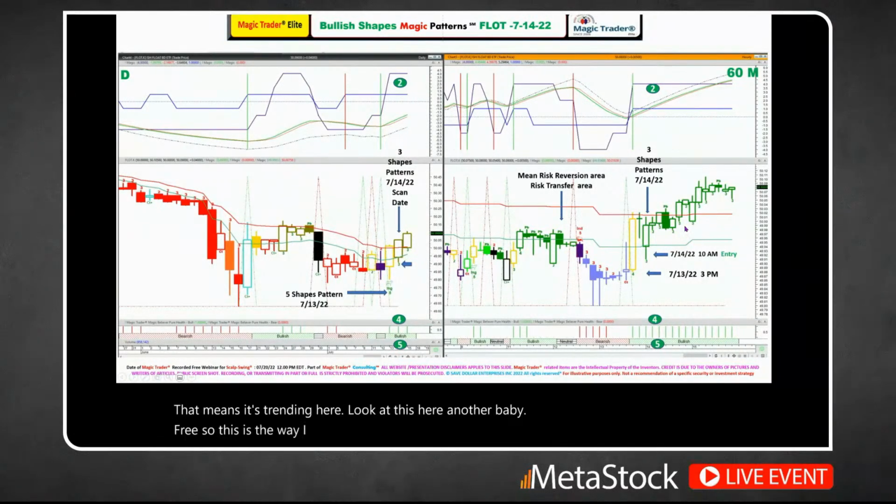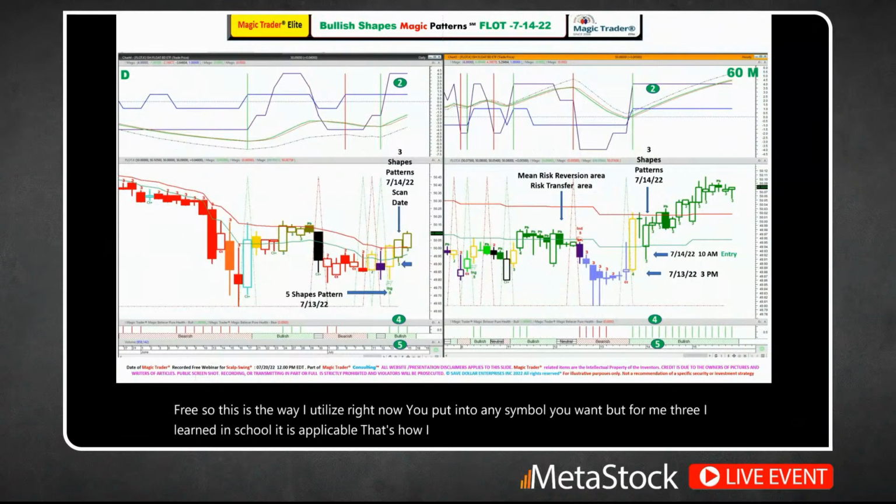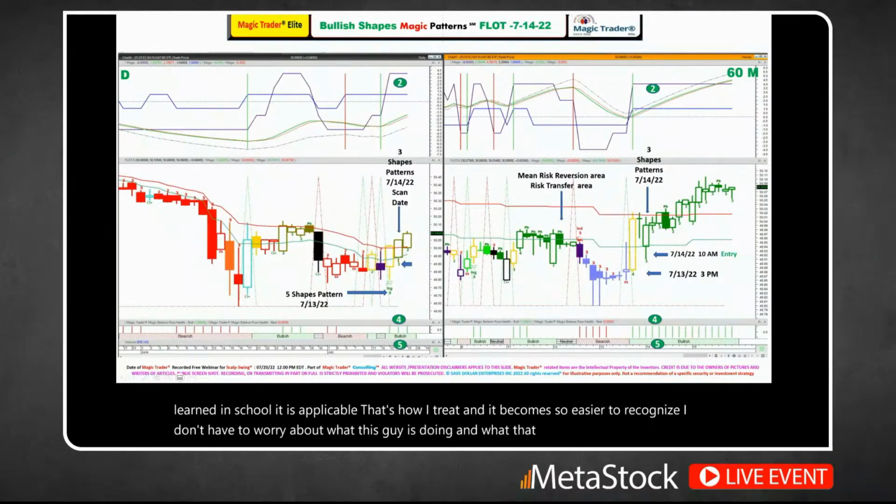This is the way I utilize it. You can apply it to any symbol you want, but for me, 3 is what I learned in school, it is applicable. That's how I trade. And it becomes so much easier to recognize. I don't have to worry about what this guy is doing or what that guy is doing. Just do it.